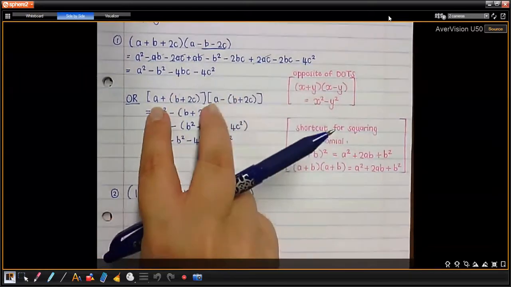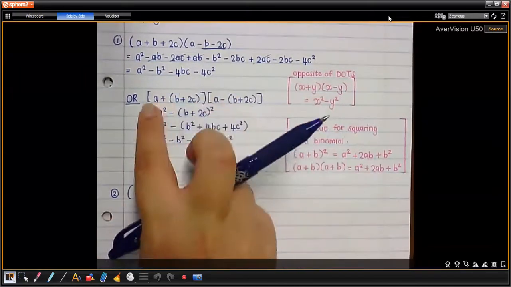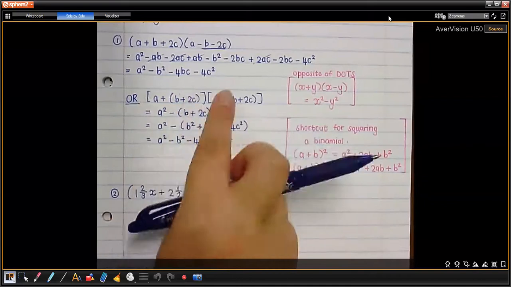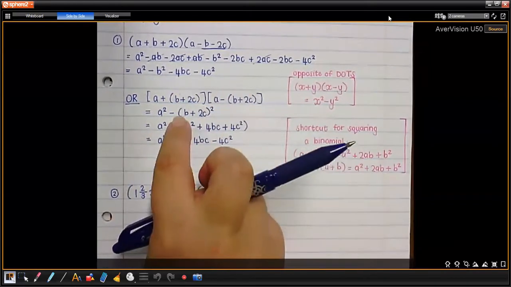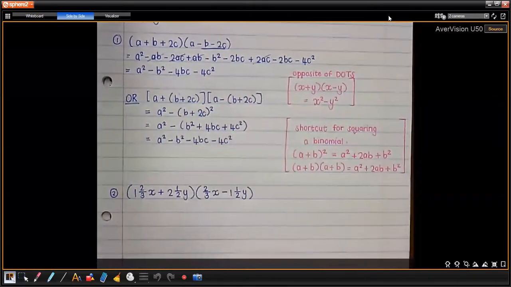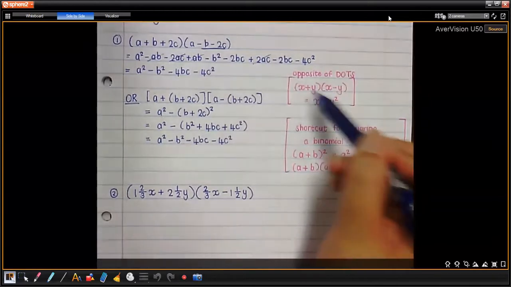You have the same term, plus minus, so we square the first term, and we square the last term, and we put a minus. So this is the rule that we apply here.